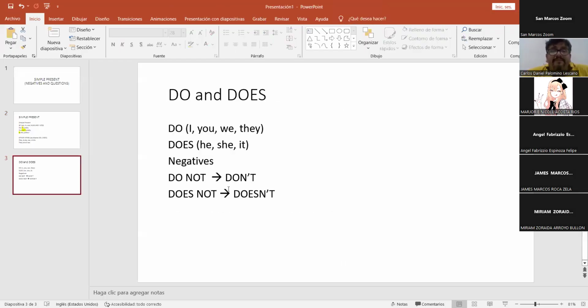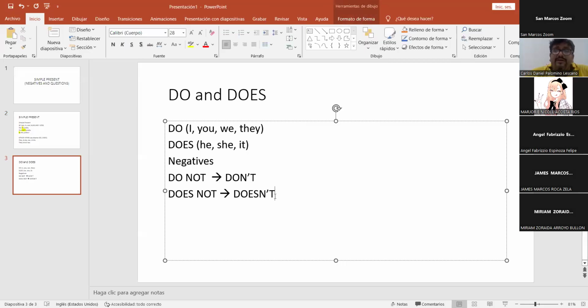Entonces, when we have these don't or doesn't forms, we can make a formula. For example, we can place subject, then we add don't or doesn't, depending on the subject. Then we add the verb, and finally, we add the complement. Finalmente, agregamos el complemento. Subject, don't or doesn't, plus the verb, plus the complement, all right?